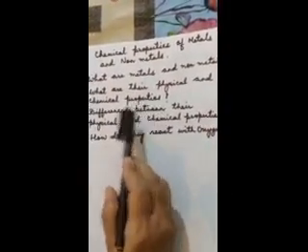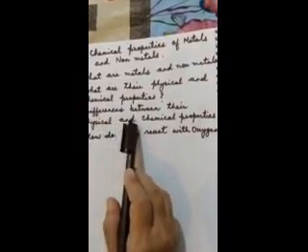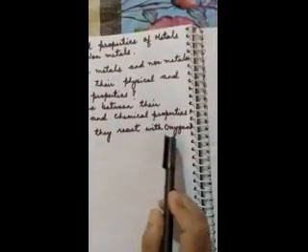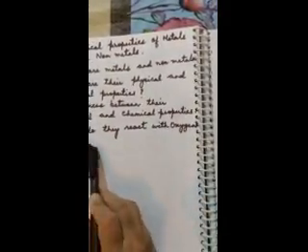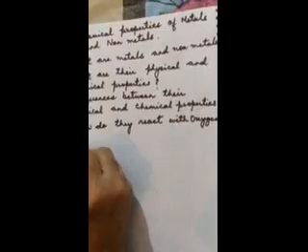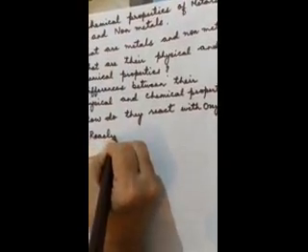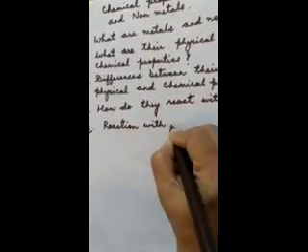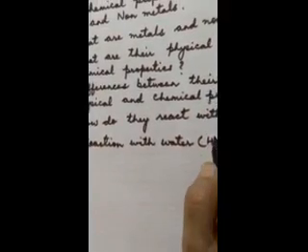Till now we have read about what are metals and non-metals, what are the physical and chemical properties, differences between the physical and chemical properties, how do they react with oxygen. Now we will proceed to the topic, that is the second one, reaction with water.